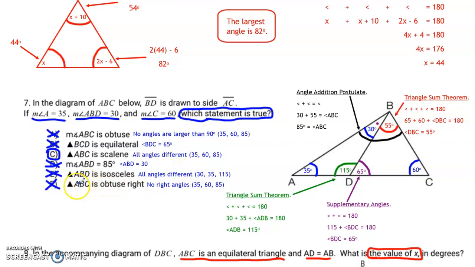And then last but not least, triangle ABC is obtuse right. Well, triangle ABC is neither obtuse nor right. Triangle ABC has these 3 angles, which means there are no right angles. And of course, obtuse means one of the angles is larger than 90 degrees. So unfortunately, that is not correct either.